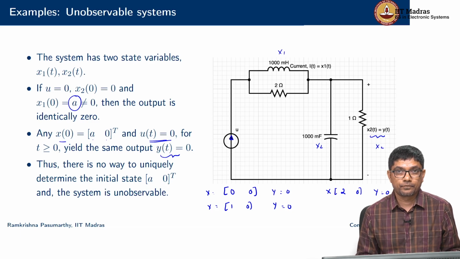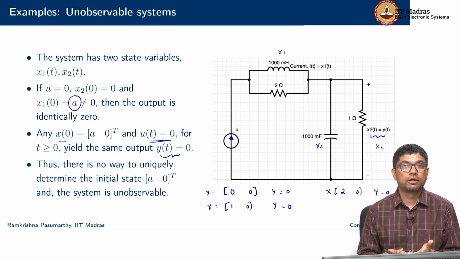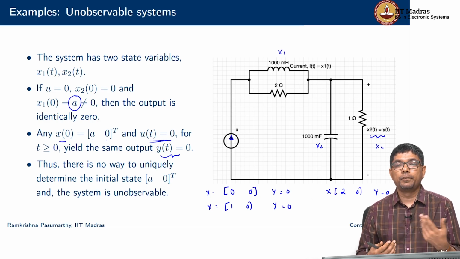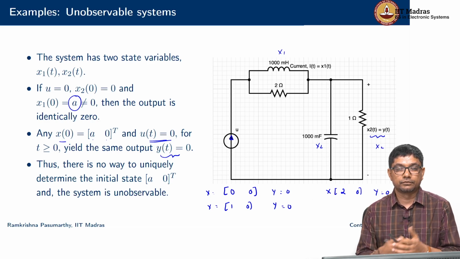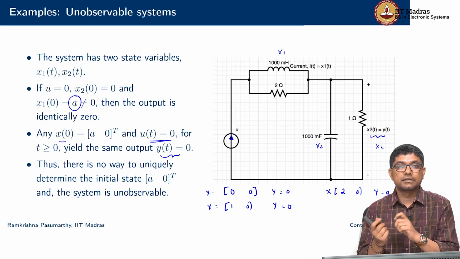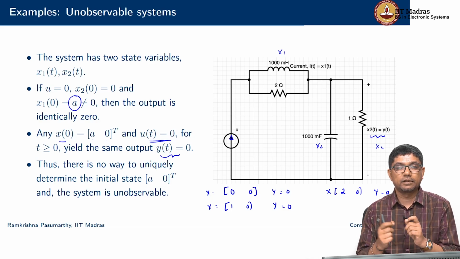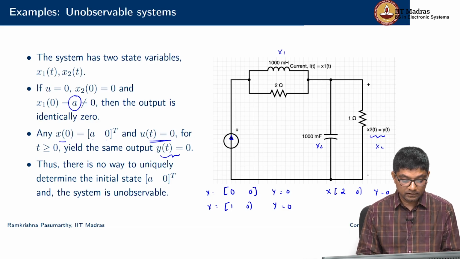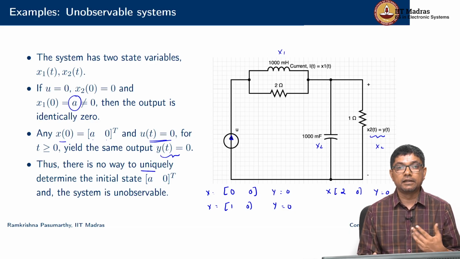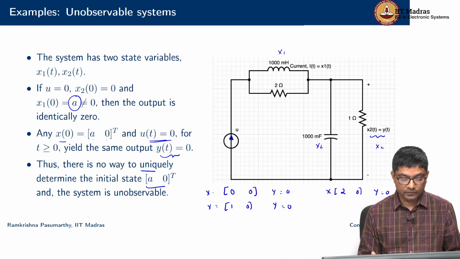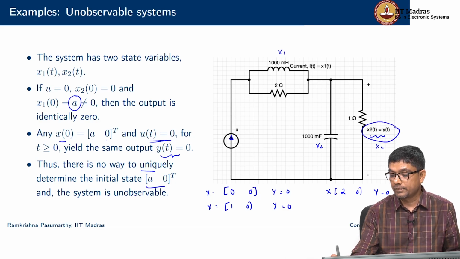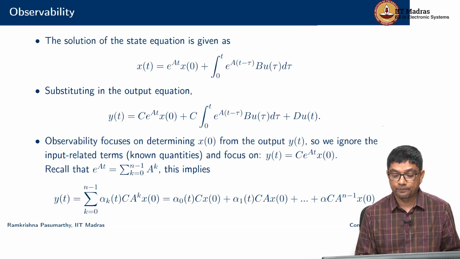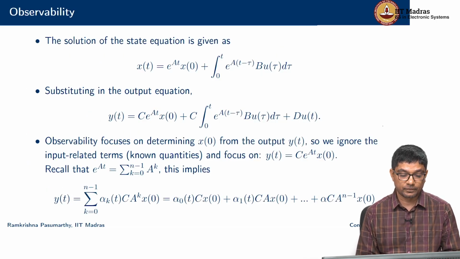Contrast this to the DC motor. If I give different speeds, say a larger speed could mean a larger value of current, intuitively speaking. So, I can distinguish something with respect to what I observe as the output and what could be the speed. Here, there is no way to uniquely determine the initial state given the measurement y of t, which is x2, and therefore, the system is observable. Sorry, the system is not observable.